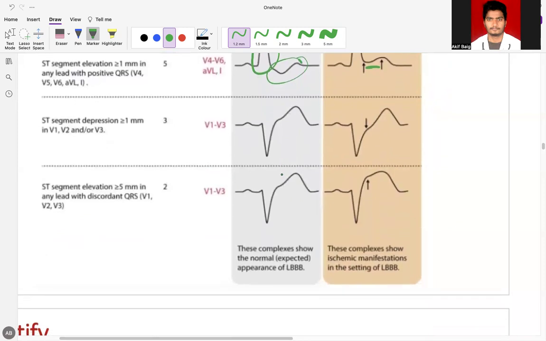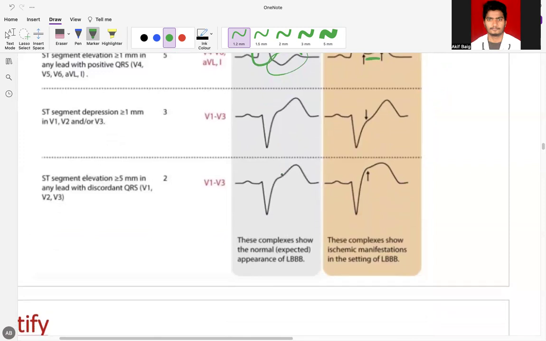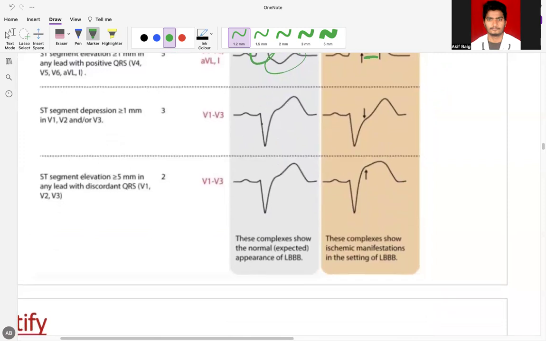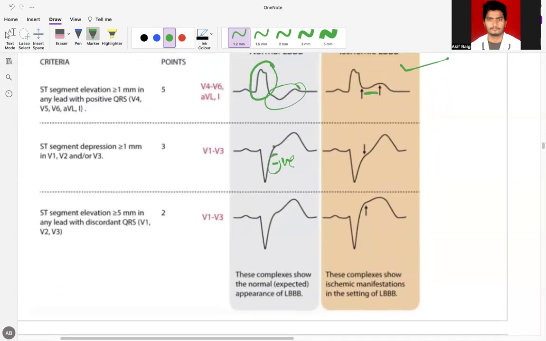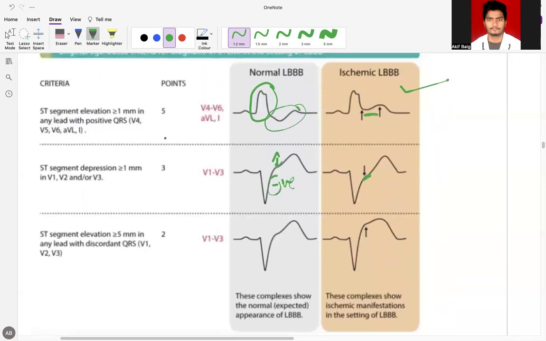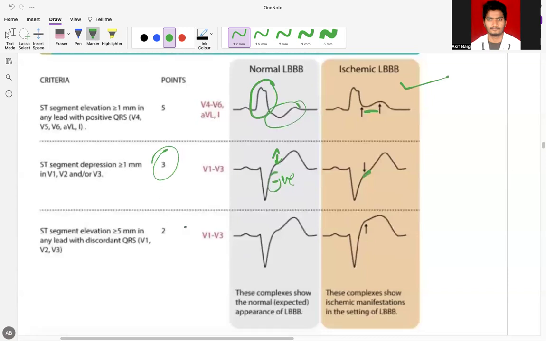Similarly, you also look for ST segment depression in other leads, wherever there is a negative QRS, as you can see here. In that lead, we would normally expect ST and T to be elevated, but if there is ST segment depression, that also comes under the Sgarbossa criteria, which is given 3 points.